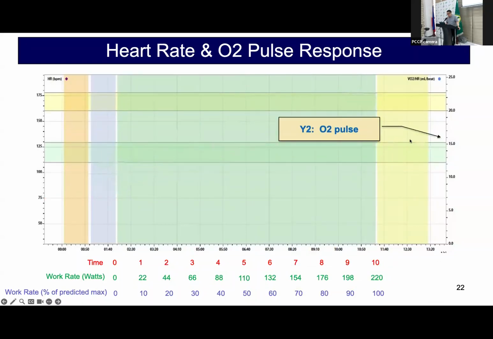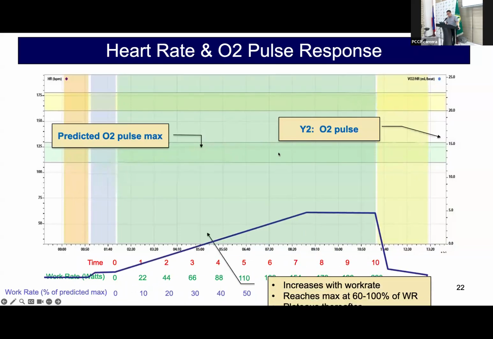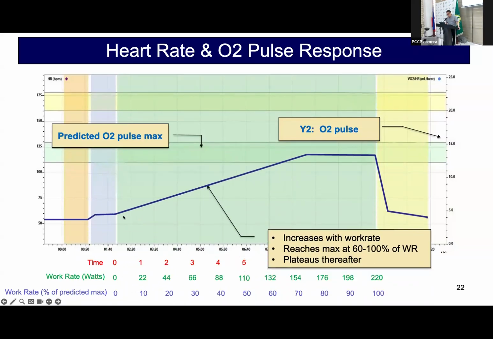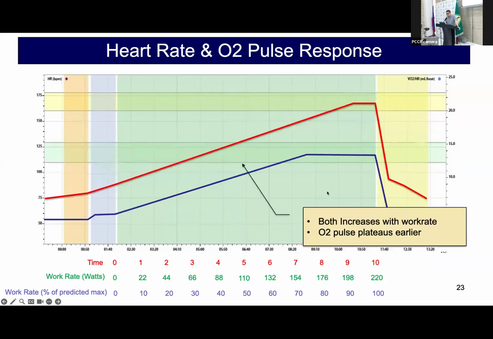Now, the Y2 axis is your O2 pulse, which is the surrogate for stroke volume. And you can see the shaded portion, that's the predicted O2 pulse for the subject. If he reaches that, that's a normal stroke volume. And you can see that the stroke volume gradually increases with increasing work rate. It maxes out at 60 to 70% of the work rate maximum, then plateaus thereafter. So both the heart rate and the O2 pulse, the stroke volume, increase with the work rate. But the O2 pulse, the stroke volume, plateaus earlier.